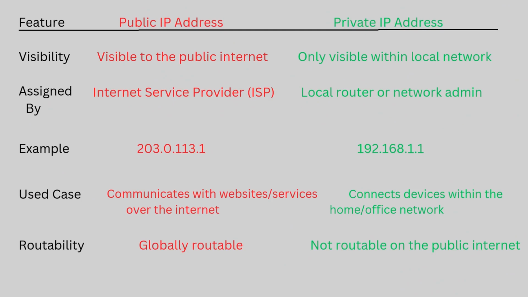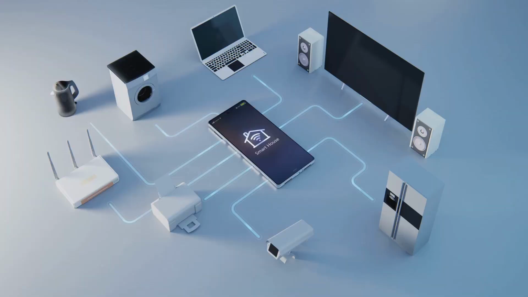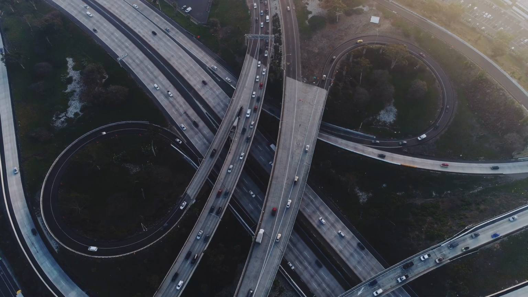Devices can have either public or private IP addresses. Public IP addresses are unique across the entire internet and are assigned by your internet service provider, or ISP. Private IP addresses are used within local networks and cannot be routed on the internet. These are common in home and business networks. For example, in your home, devices like your laptop or smartphone may have private IPs, like 192.168.1.2, while your router has a public IP to communicate with the outside world. This distinction helps manage and secure network traffic efficiently.